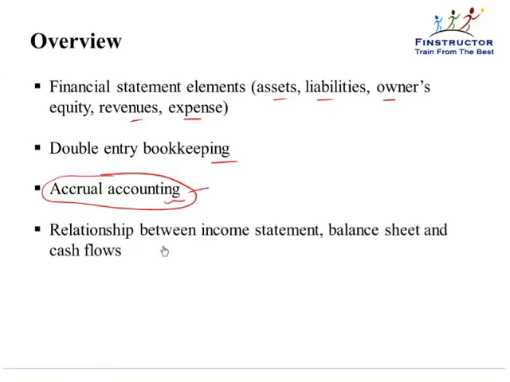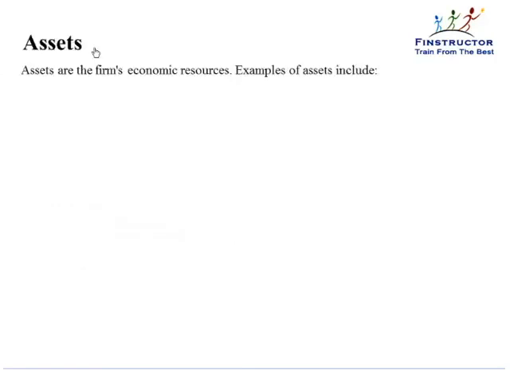Finally, we'll wind up by understanding quickly the relationship between income statement, balance sheet, and cash flows. Now, first of the 5 elements is categorized as assets. We'll read about assets, liabilities, and owner's equity in more depth in reading 26, that is understanding balance sheets. However, we'll do a brief review here.